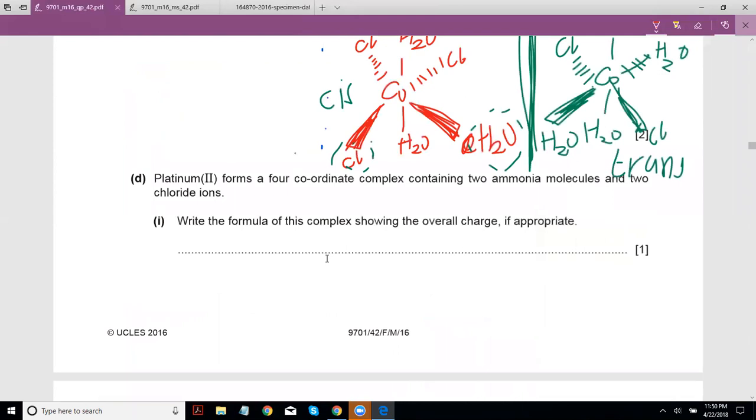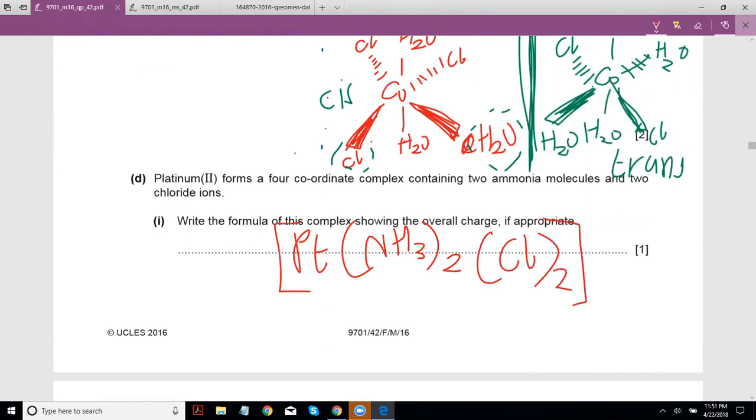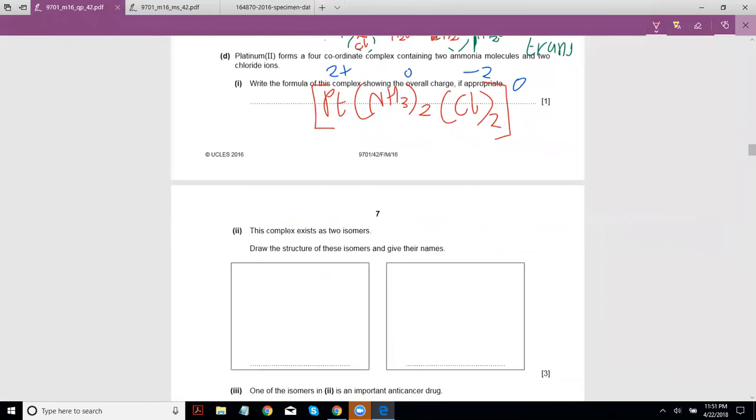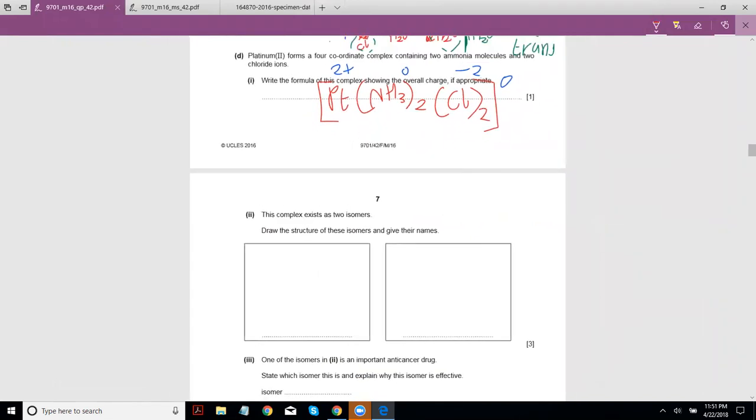But yeah, write the formula of this complex, showing the overall charge if appropriate. So you have platinum, you have 2 ammonia molecules, and 2 chloride ions. If you look at this, the overall charge is 0 because platinum 2 plus and 2 chlorides, 1 chlorine minus 1, 2 chlorines minus 2, cancel out. This complex exists as two isomers.